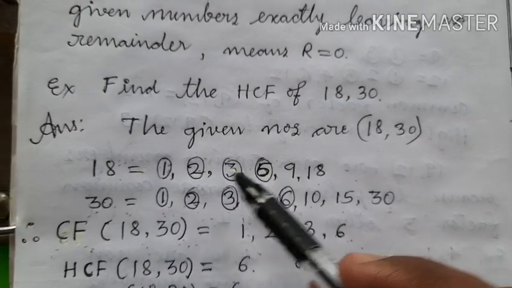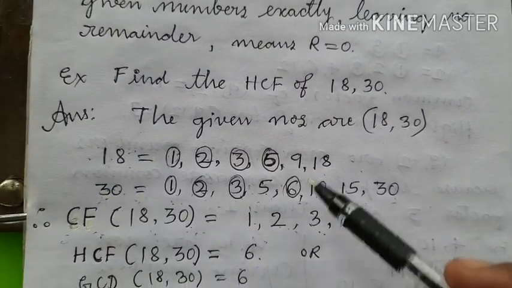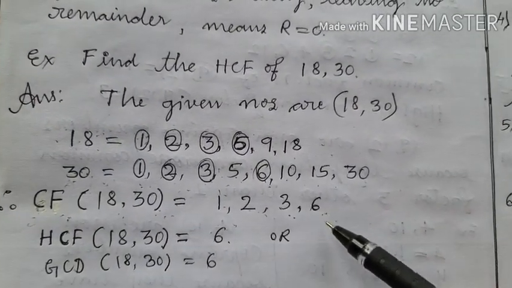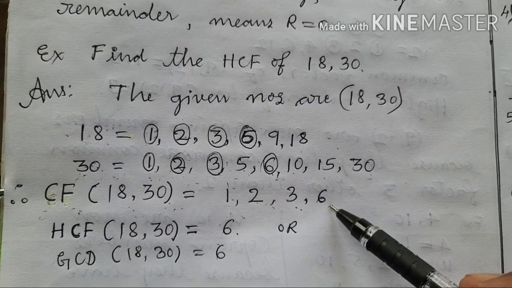Okay. Similarly, 6 is a factor of 18 also, 6 is a factor of 30 also. That is why 6 is the common factor of 18 and 30. Okay. Here, the numbers 18 and 30 have 3 more common factors than 1. Which are those 3 more common factors? 2, 3 and 6. Therefore, children, the numbers 18 and 30 have 3 more common factors other than 1.